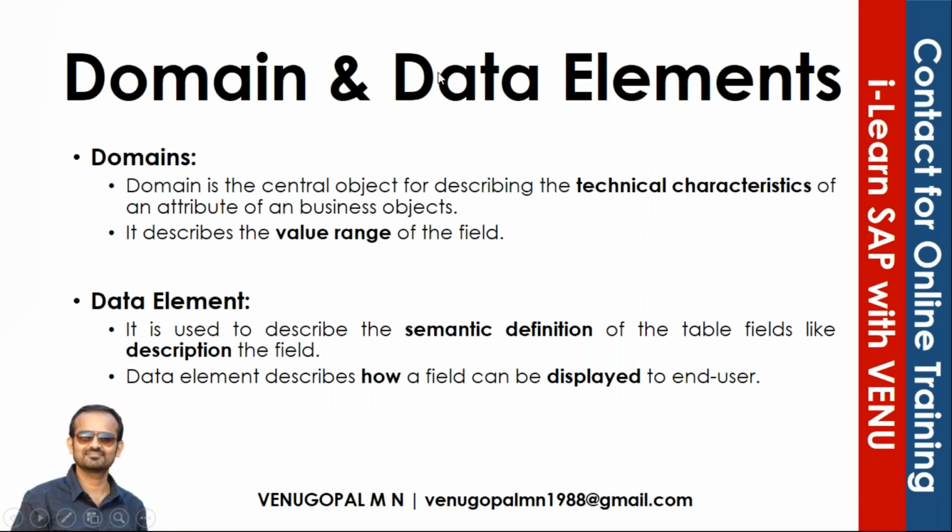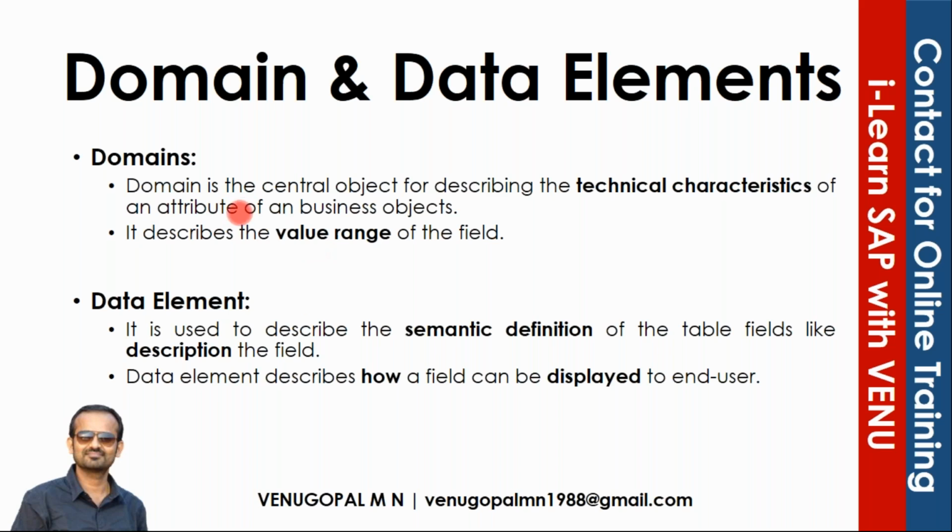So moving on, let us see what exactly a domain is and what exactly a data element is. If you see the description, a domain is a central object for describing the technical characteristics of an attribute of a business object. It describes the value range of the field. As you can see over here, a domain is a central object, meaning a domain defines the technical characteristics of a particular attribute. An attribute is nothing but a particular field, right? It describes the value range also.